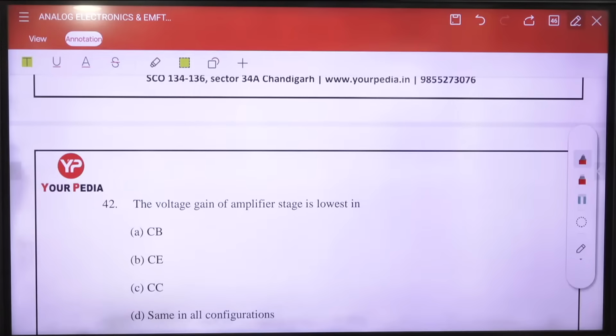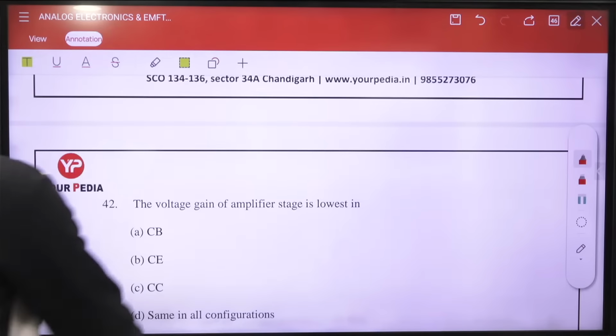The voltage gain of an amplifier stage is lowest in which configuration? The same, the common collector configuration. Answer is C. Very good.